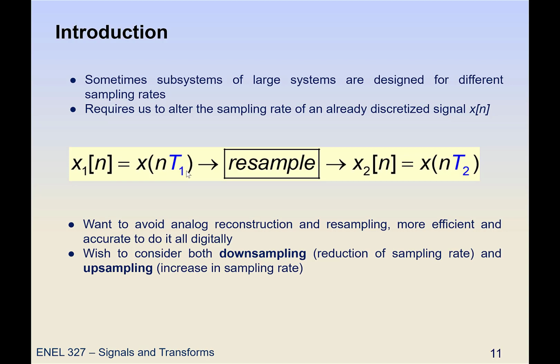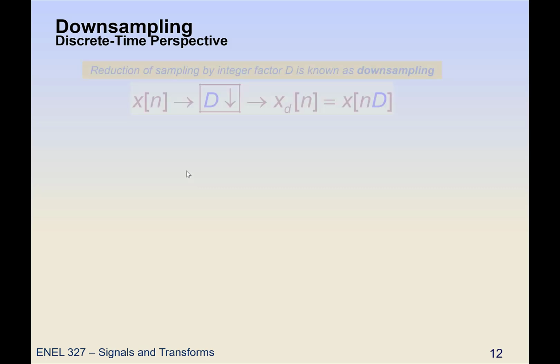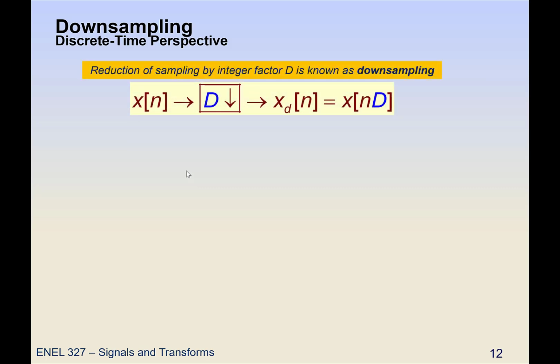So what this process involves is either downsampling, where we're reducing the sampling rate, or upsampling, or increasing the sampling rate. And we're going to take a look at each of those in turn here. So let's talk about downsampling. What we're doing is reducing the sampling by an integer factor d.